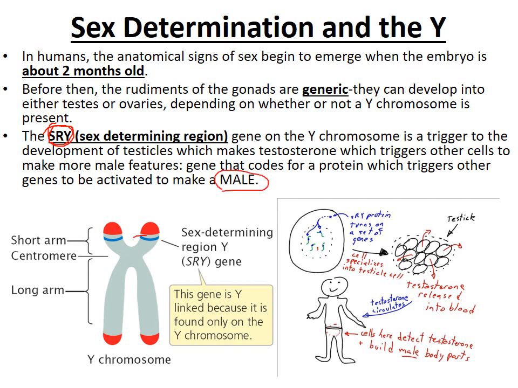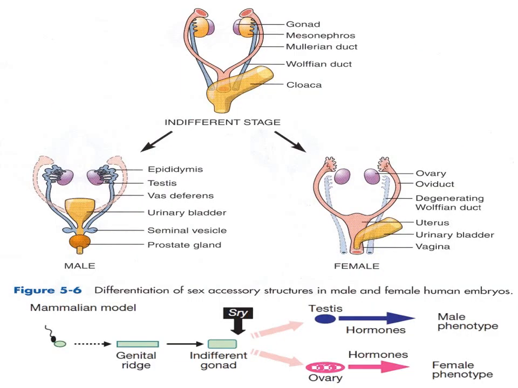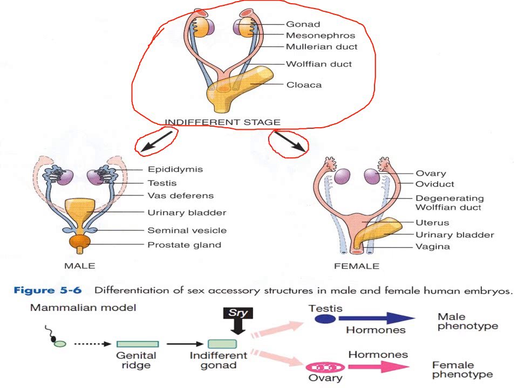So we can see the SRY gene over here. It would trigger a cascade of events that would lead to male development instead of female development. So you can see the idea here. This is before sex is determined. If the SRY gene is present, we're going to go to this route over here and become male. If the SRY gene is not present, we'll go this route here and become female.